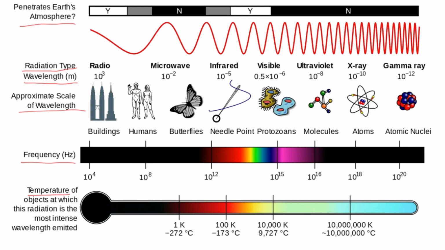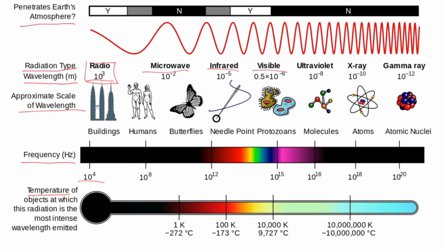So radio waves have the longest wavelength. So we have 10 to the third. So that's a kilometer or greater wavelength. So these are huge wavelengths, super long wavelengths. And we have a really low frequency. So 10 to the fourth frequency. Then we get into microwaves, then infrared, then visible. So all the time the wavelengths are getting shorter and shorter.